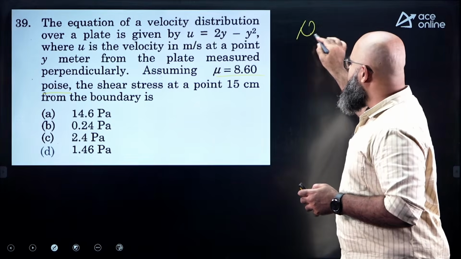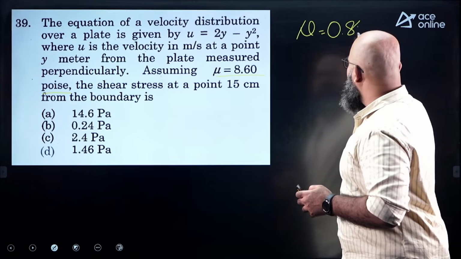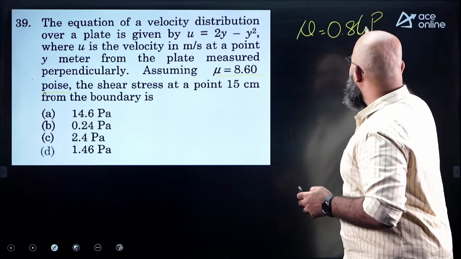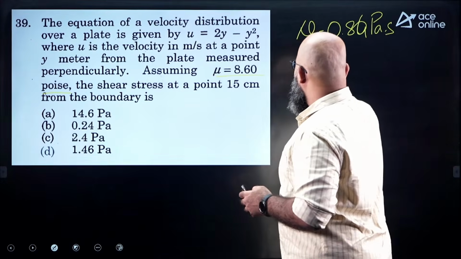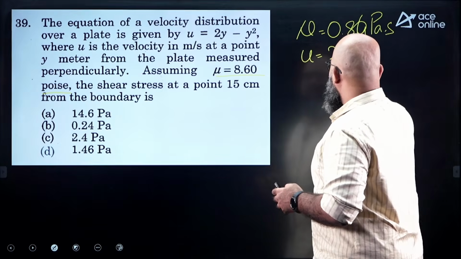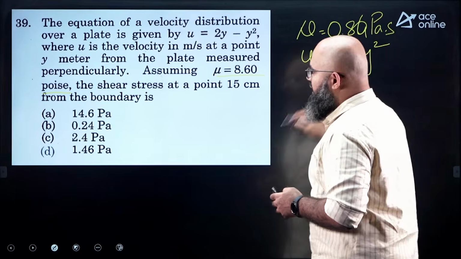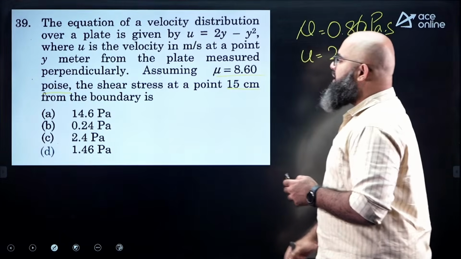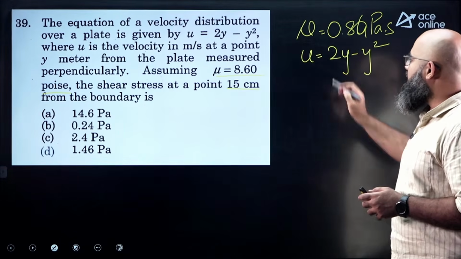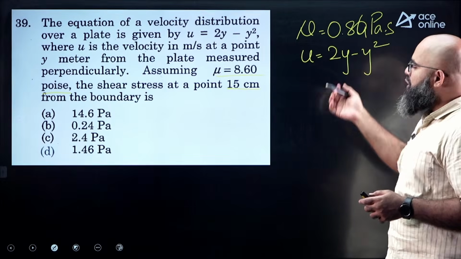Anyway, the value of mu is equal to 0.86 Pascal second. The velocity profile is given by 2y minus y square. What is the shear stress at a distance of 15 centimeter from the boundary? You have got the value of u. What is the value of du by dy from here?